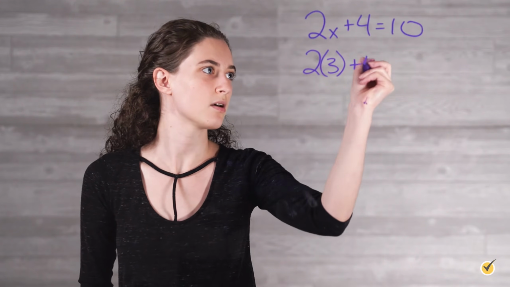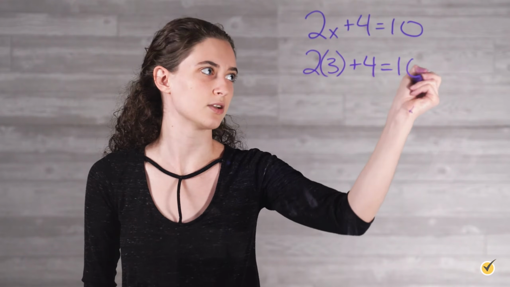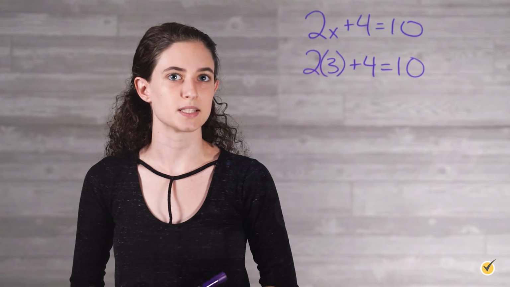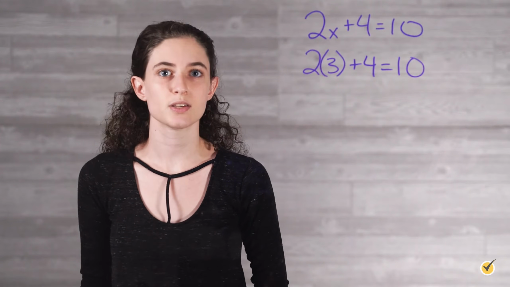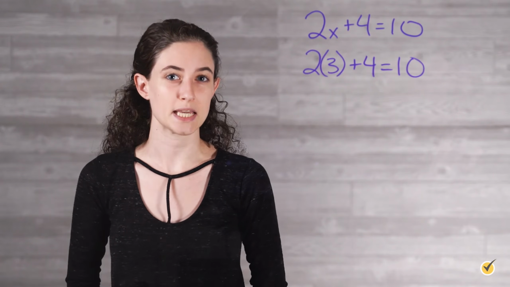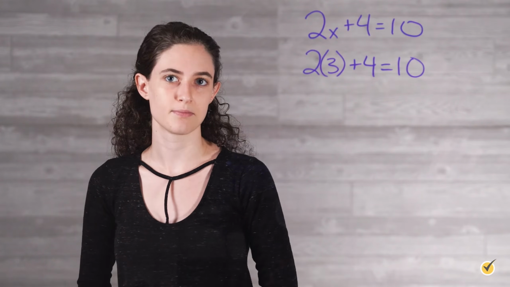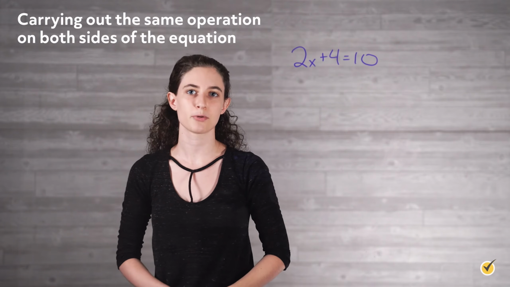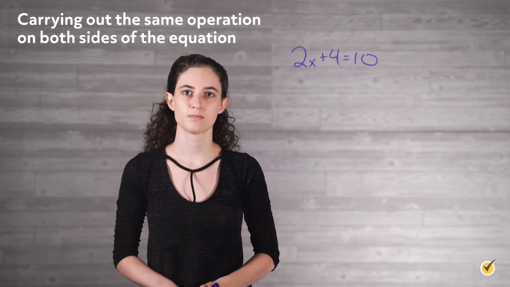2 times 3 plus 4 equals 10. All other values of x make the statement false. For instance, if we tried to say that x equals 5, the left side of the equation would equal 14, and therefore not be equal to 10. Okay, now let's get into the first concept, carrying out the same operation on both sides of the equation.